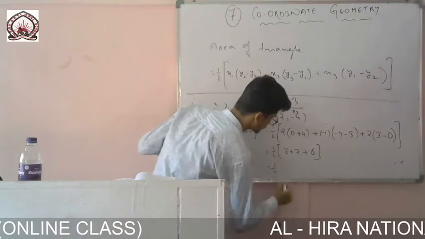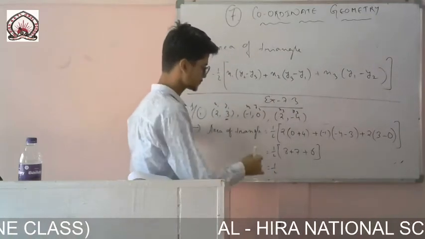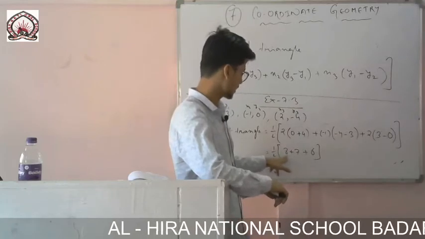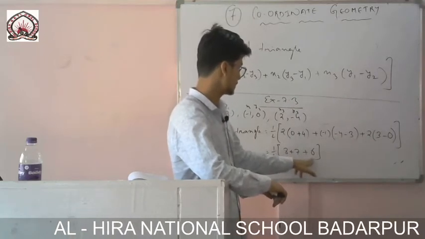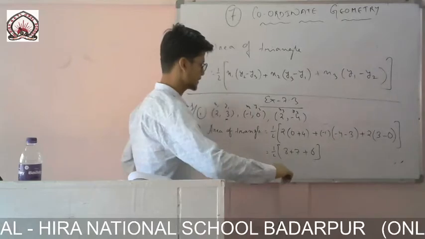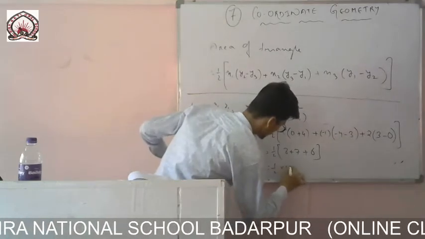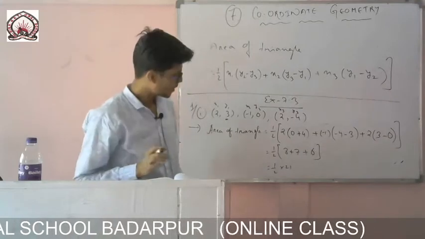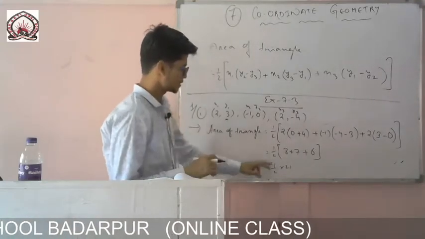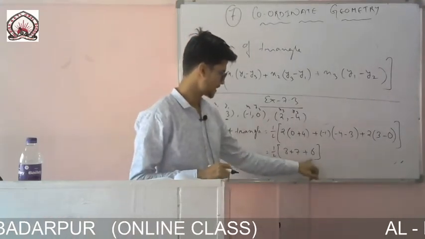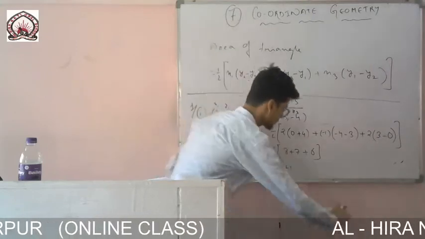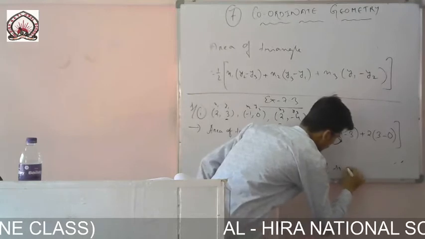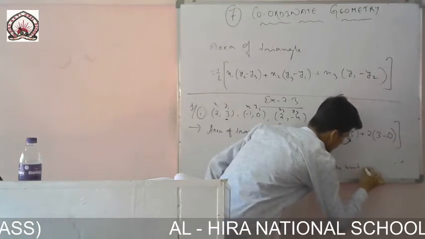So half into 8 plus 7. So 7, 7 is 14, 1 is 15, and 15 plus 6 is 21. 21. Okay. So 8 plus 7, 15 plus 6, 21. So the answer is 21 by 2, and the unit will be square unit because it is about area.